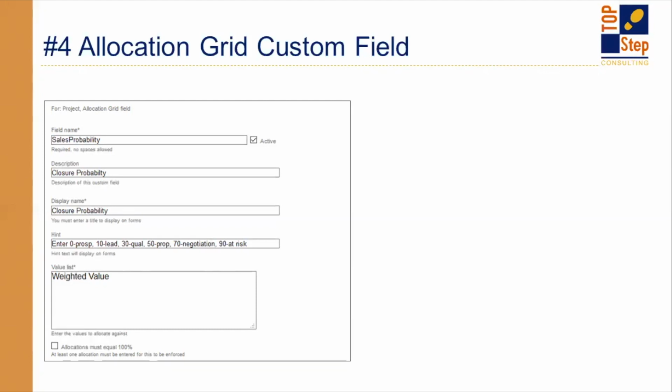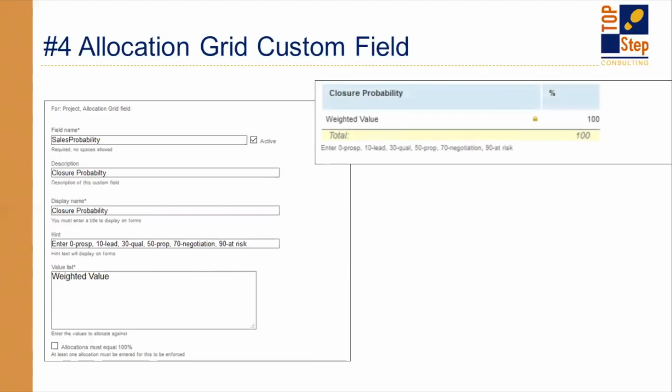system, and we give it a sales probability according to the little hint here, which is our interpretation, our business process. So if we have sent a proposal out, then we enter 50% in this allocation grid, and it actually gives us forecasted billing that's already weighted by 50%, okay? So here's what the field looks like on our project properties page. So we put a percentage in there. You can type anything in here, but we have, like we said, a business process.